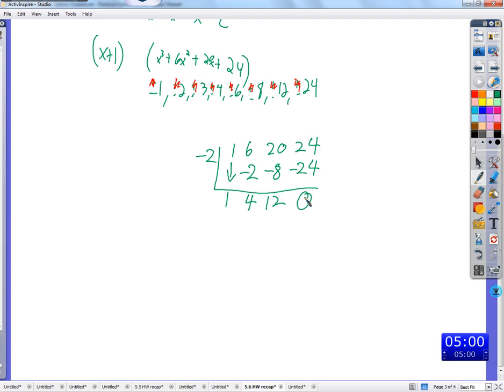Is that good? Everybody who tried negative 2, did it work out? Okay, so negative 2 is a 0 as well. Does that further help us break it down, factor this polynomial out more and more? Brett, why don't you show us where we are now with our factorization?